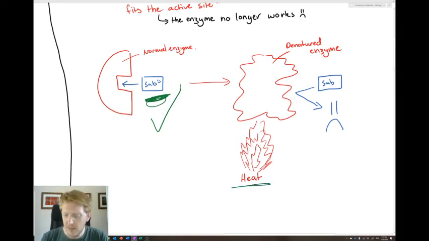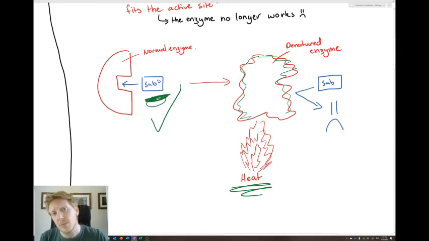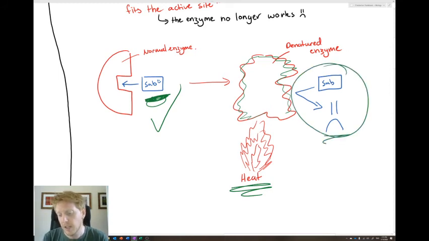However, I have then gone and applied some heat. Let's say we're taking it to Australia or something. And this heat, what's happened is the enzyme, you can see its shape has changed. And because its shape has changed, it no longer has an active site. And because it no longer has an active site, what that means is that the substrate can no longer fit. And if the substrate can no longer fit, then the enzyme doesn't work. And this is what denaturing is.